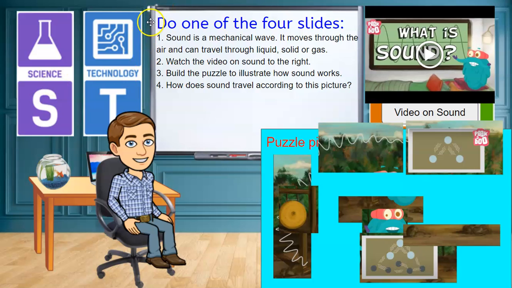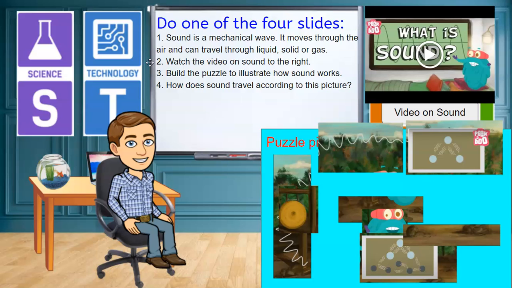Do one of the 4 slides. 1. Sound is a mechanical wave. It moves through the air and can travel through liquid, solid, or gas. Now you'll notice I say that as number one on all the slides because the objective is to learn about sound, and this is a basic understanding of sound that I want us to have. I'm trying to make this video short, so let's go on to 2.